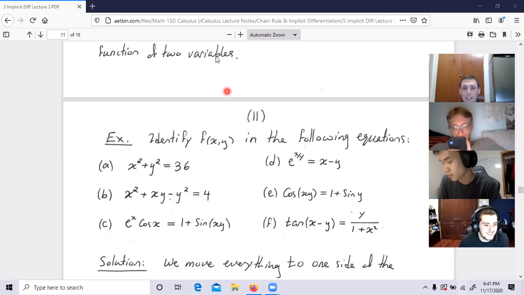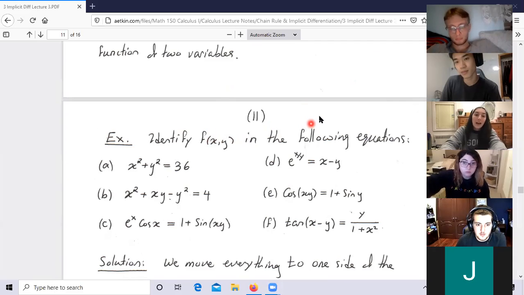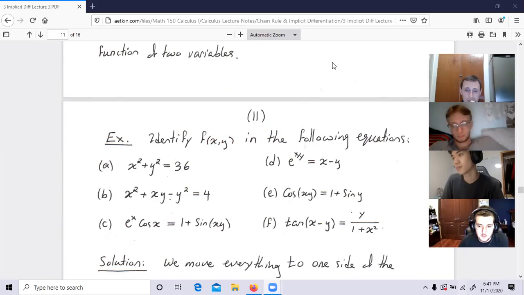For e, what is f of x, y? You move everything to the left, and that's how you know. Yes, 1 plus sine y minus cosine xy. Fine. Move everything to the left, yes?